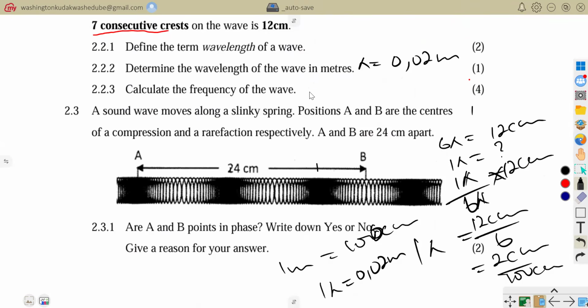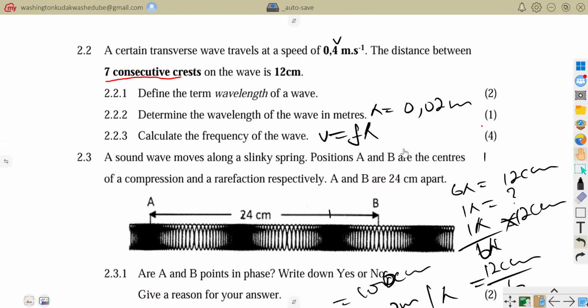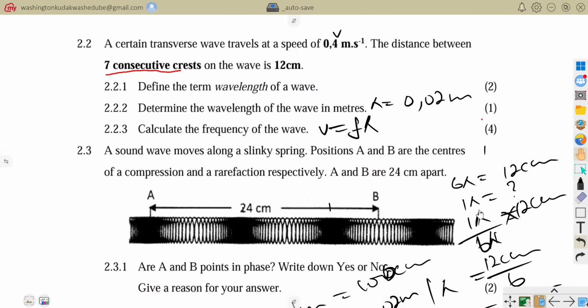This is when we apply what we refer to as the wave equation, where we say the speed of a wave is given by the frequency of that wave times its wavelength. Here we've got the speed that was given, so we're given the speed of this wave. The speed of this wave here was mentioned as 0.4.